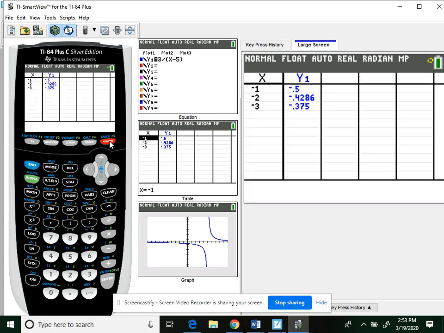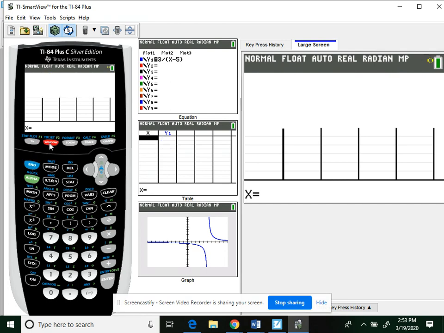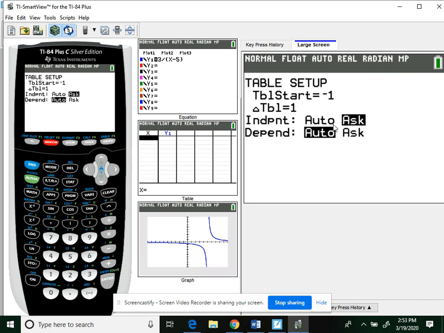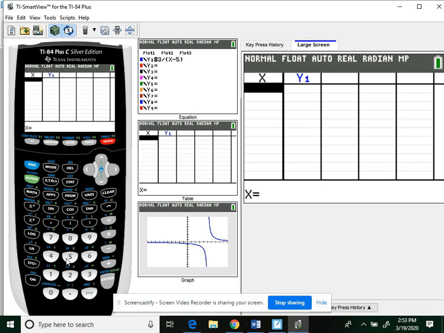So to see that, if we go to our table, make sure under table set, the independent is on ask. So second window takes you to the table setup. You want the independent on ask so you can pick numbers. So if we put in 5, see what happens. It gives you an error. So that really tells you that x equals 5 is not in the domain. If I put in 4.9, 4.999, you can get really close to that 5, but you can never reach it. 5.0001. We're getting really close to that point, but we're never reaching it.